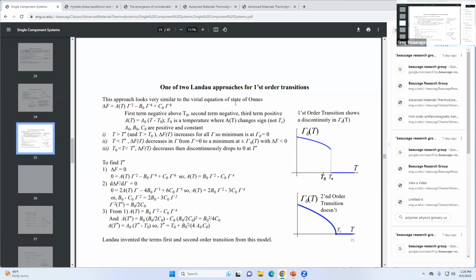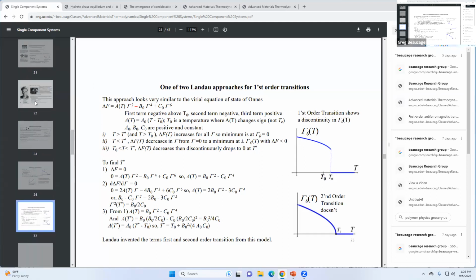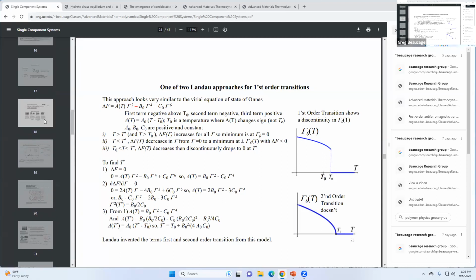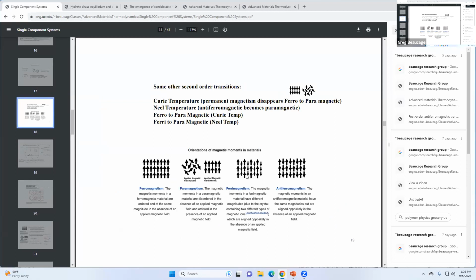That's supposed to be when you have ferromagnetic to paramagnetic. So when you have this thing going to that thing, some big, some little, goes to random. That's supposed to be a first order transition. This is supposed to be a second order, going from ferro to para, which is what the paper this week is to look at.